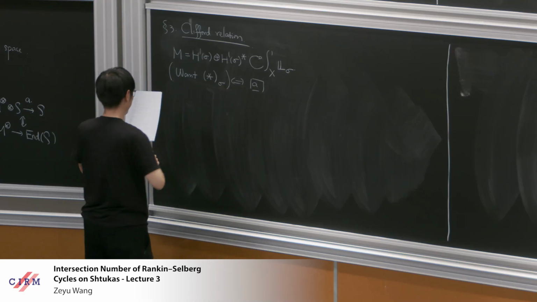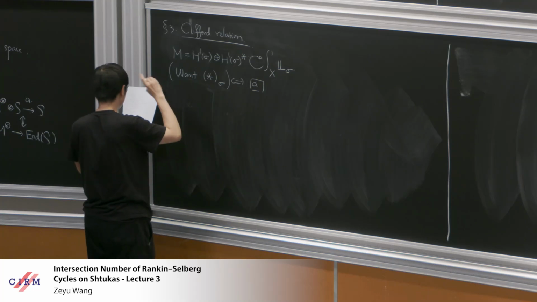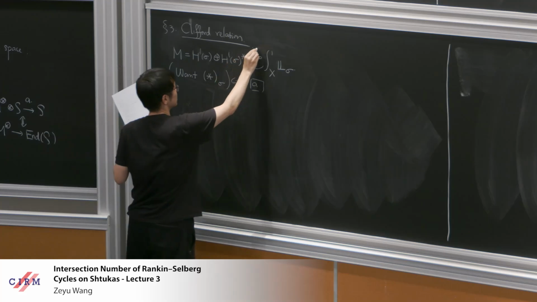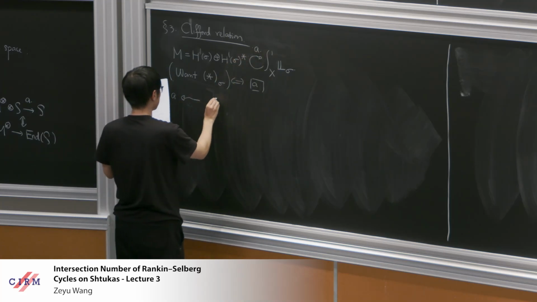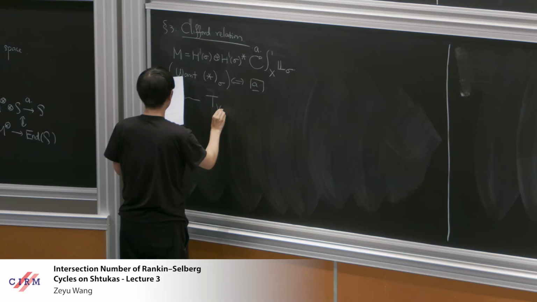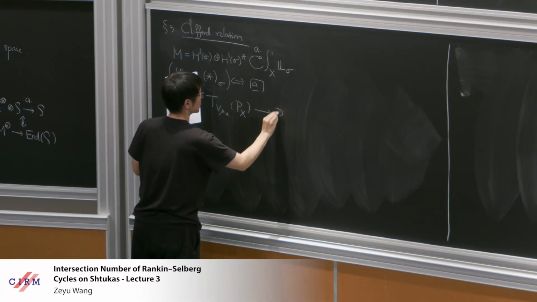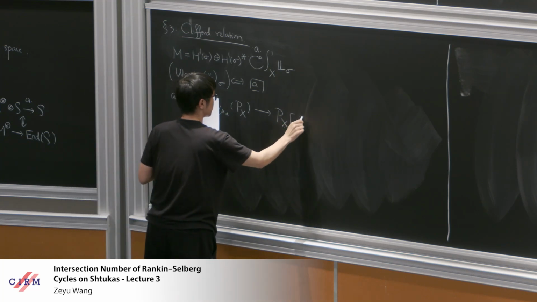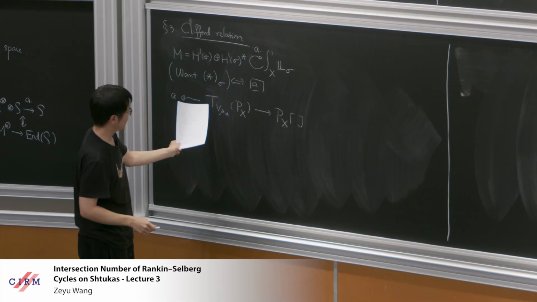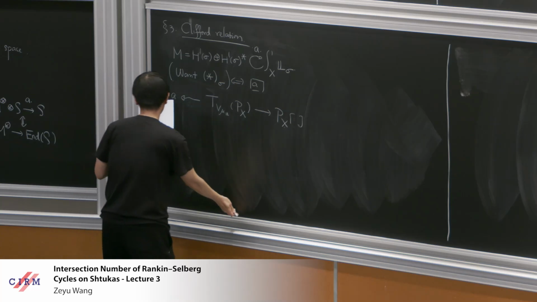Okay, so recall that, let me call this action by A, and you see that A comes from a cohomological correspondence. The cohomological correspondence is a datum of this kind: it's a Hom from a Hecke operator applied to a pure sheaf to the pure sheaf.